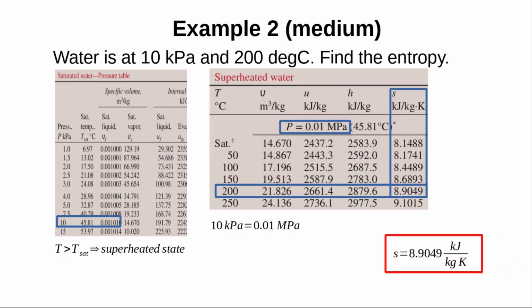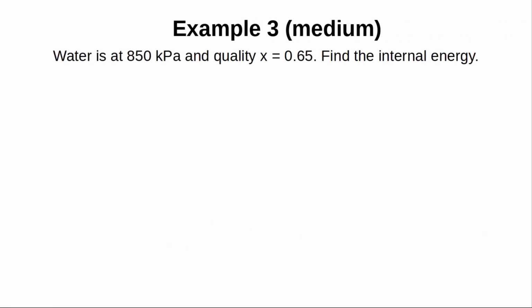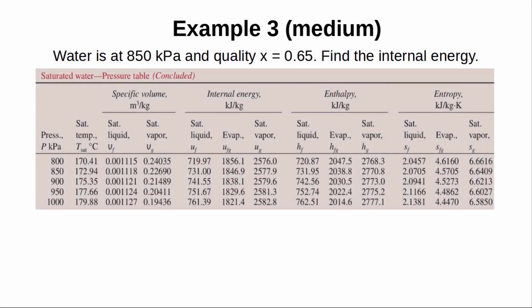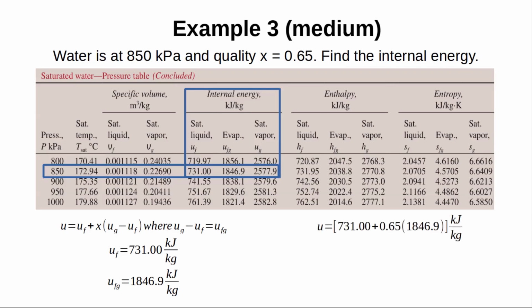entropy value. Example 3. Water is at 850 kPa and a quality of 0.65, and we want the internal energy. Here, we'll use the property formula, and it's good to note that the Fg subscript on the table represents the difference between the F and G property values. So, identifying our values from our given pressure, we can plug in our values and find our internal energy value.